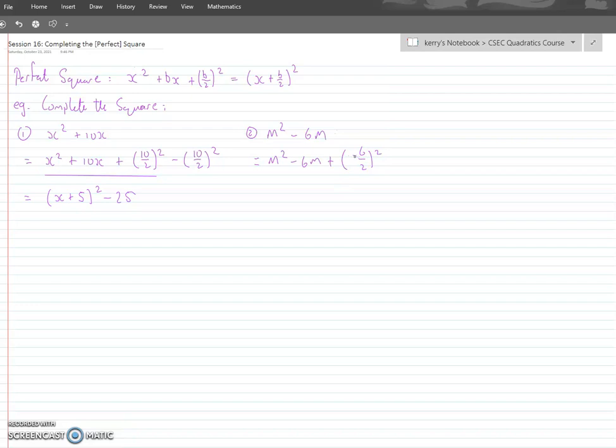But you can't just add in a term, because you misbalance the expression. So to rebalance the expression, you subtract that same term that you just added on. This way, the expression is balanced. This take away, this is 0. So you're just left with this.